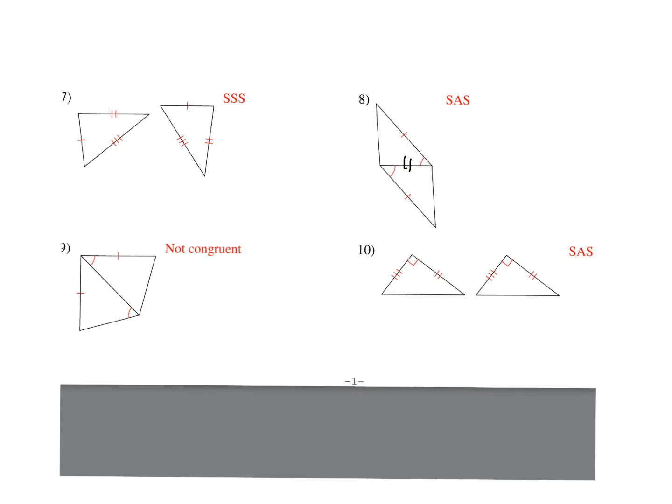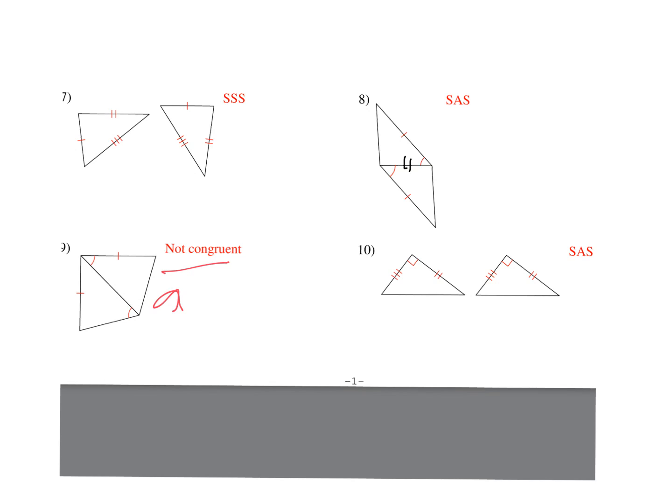Okay, number 9 right here. So this is not congruent because there's no way to prove that it would be congruent. Here we have side, side, angle. Nope. And here we have side, angle, side. So those can't be congruent because there's no way to prove it. So that would be not congruent. Just take a special note of that.